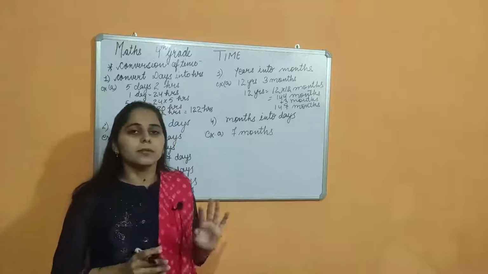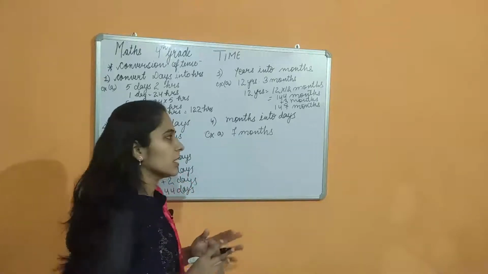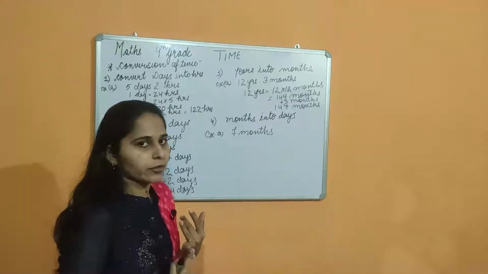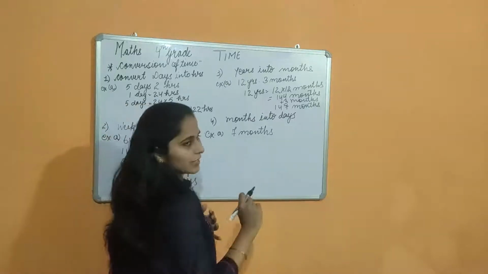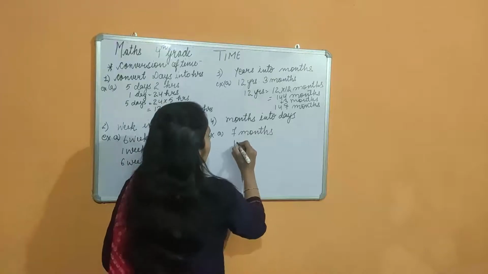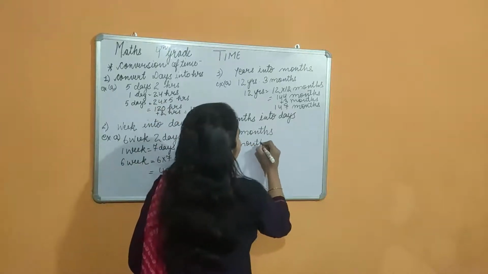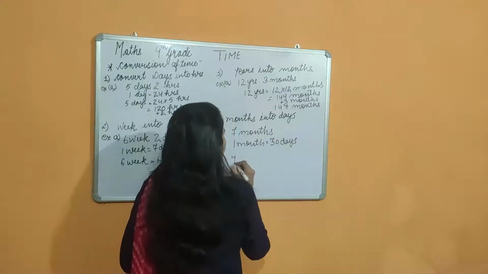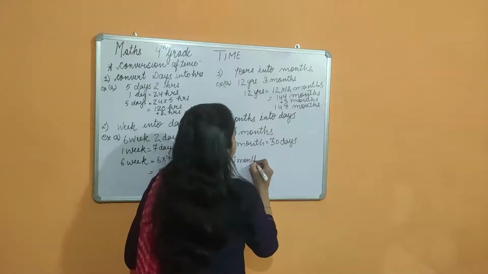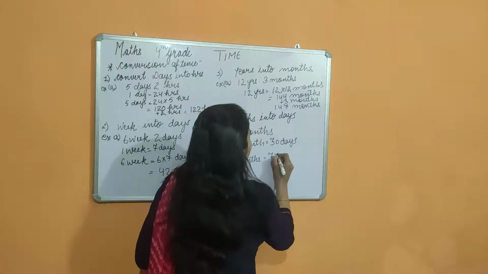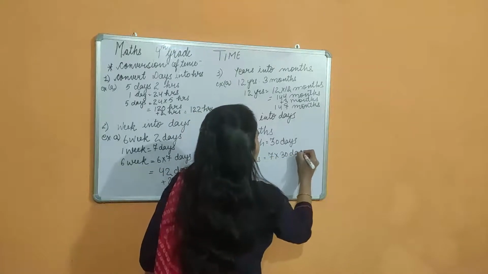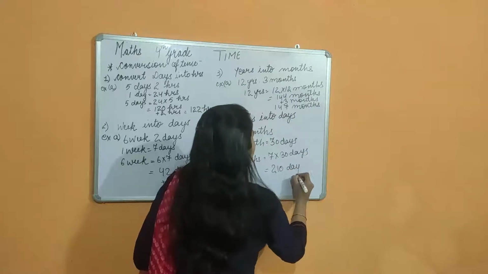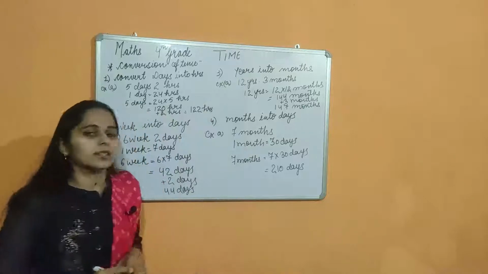Generally 1 month is equal to 30 days. Some months also have 31 days, and February has 28 or 29 days, but we will generally take 30 days. So 1 month is equal to 30 days. So 7 months will equal 7 multiplied by 30 days, that is 210 days. Okay, so like this we can convert these units.